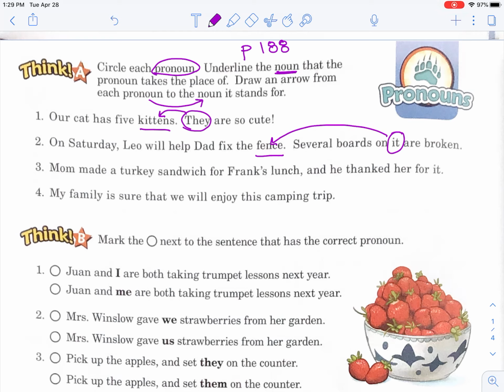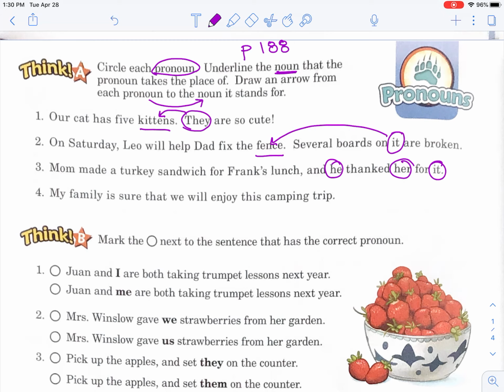Okay, number 3. Mom made a turkey sandwich for Frank's lunch, and he thanked her for it. Oh, man. If you didn't catch it there, there are 3 pronouns. I'm messing up my song. I have to look back at the page. So we have he, her, and it, boys and girls. Do you see all those? Now we have to draw an arrow for each one of those.